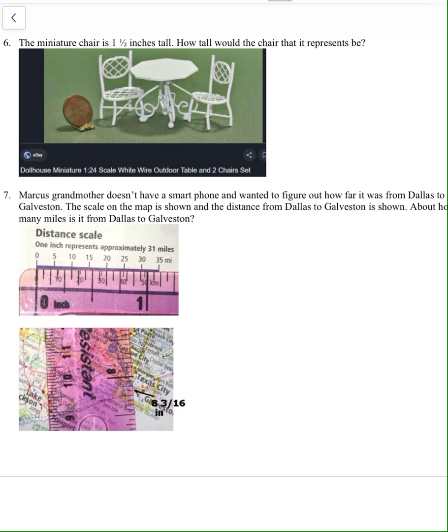All right, so you have to use the scale here. It's 1 to 24. The 1 is the model, and the 24 is the real. So the miniature chair is 1.5 inches tall, so that would be the model. Let's go ahead and write 1 to 24. And it's 1.5 inches, so the 1.5 would go here, and then we don't know how tall the real chair is. So if we cross multiply, we're going to have to multiply 24 times 1.5.